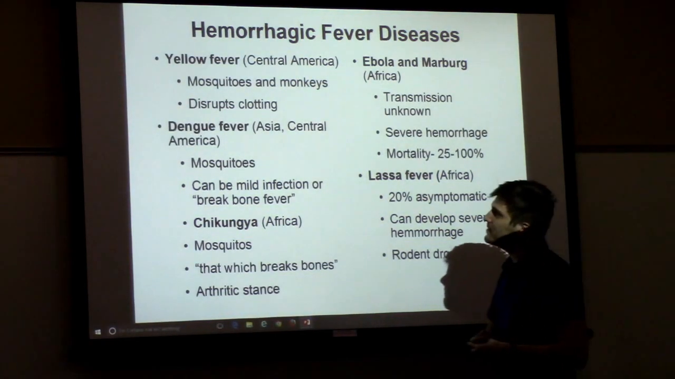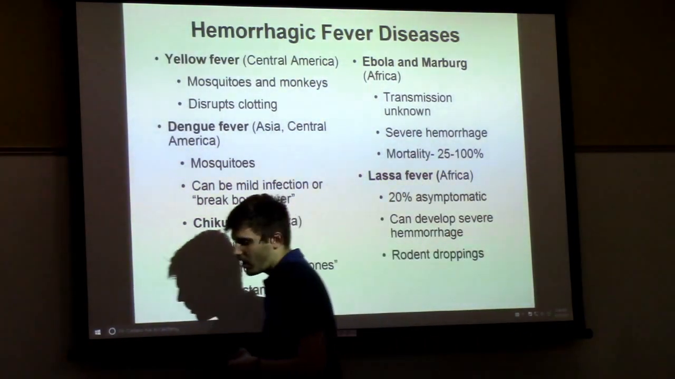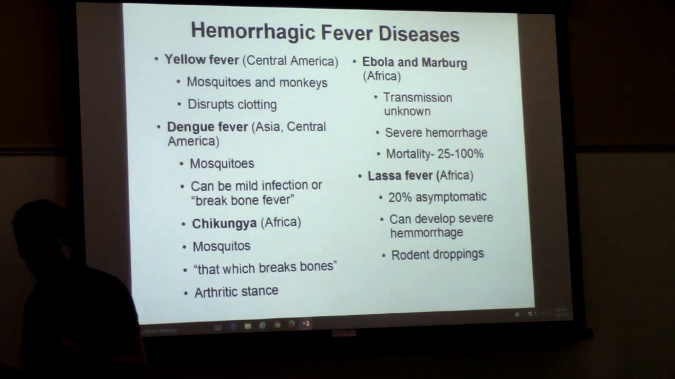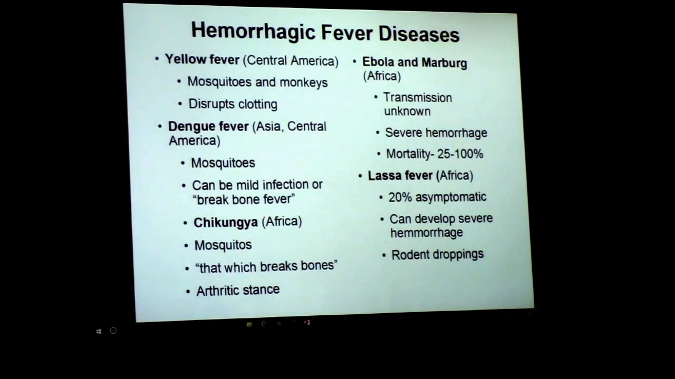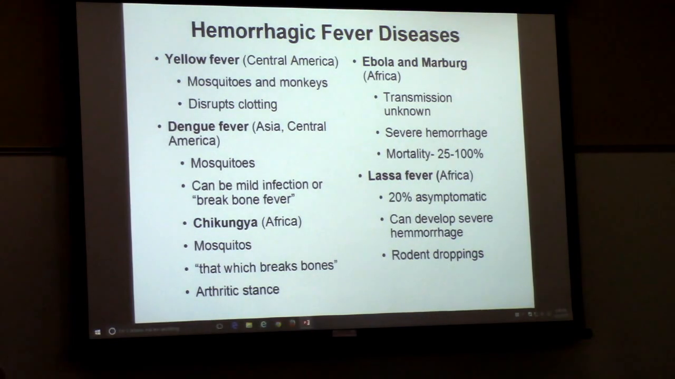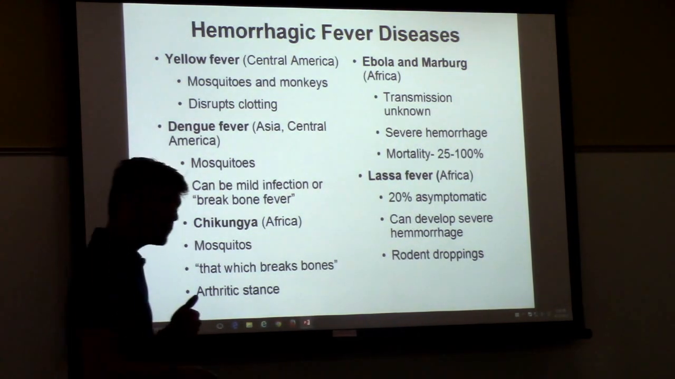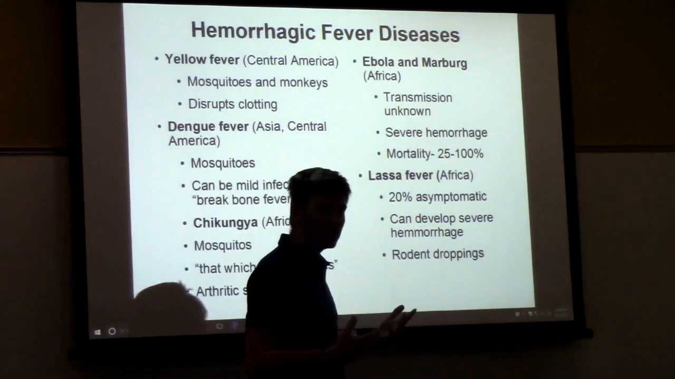Hemorrhagic fever diseases. So hemorrhagic fever diseases cause hemorrhagic fever. Okay. What that means is you get a high-grade fever, and then your blood vessels become leaky, and so you start bleeding out of every orifice. And this can result in a serious condition where you lose blood pressure and then go into, you know, coma, death.